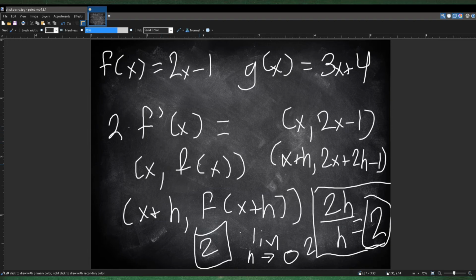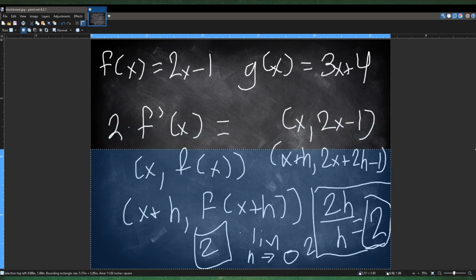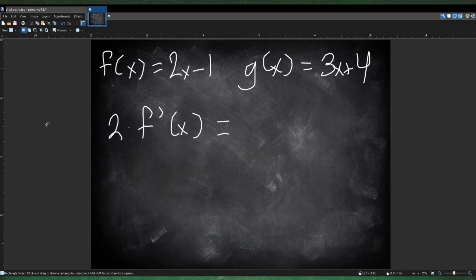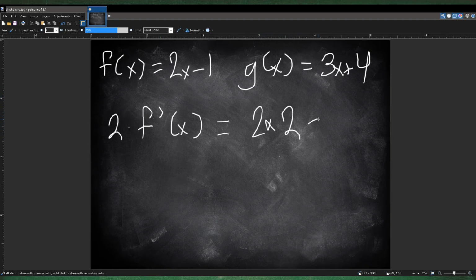So if we use this idea, okay, let me delete this. We have 2 times the derivative of f. Our derivative was 2, so 2 times 2 makes 4. So this is the general idea of how the constant rule works. You can also do the same thing with derivatives for adding and subtracting. Oops, sorry about that.